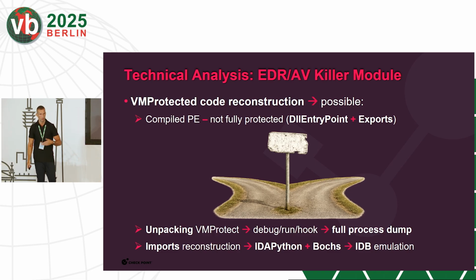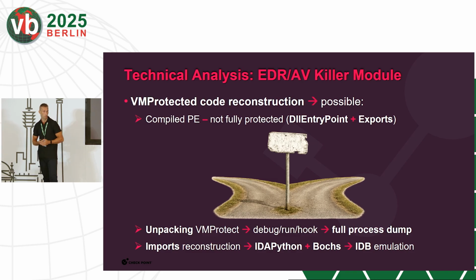So we need to come up with our own solution. For the imports reconstruction, imports are Windows APIs that are used by the compiled sample, and then they are destroyed by the VM protect. So we use IDA Python and Bochs debugger, and Bochs is also an emulator. And IDA, as a known reverse engineering tool, comes with a Bochs plugin, which can help you emulate an IDA database, which is super cool, because you actually don't need to have a runnable sample. You can have just the assembly in the IDA database.